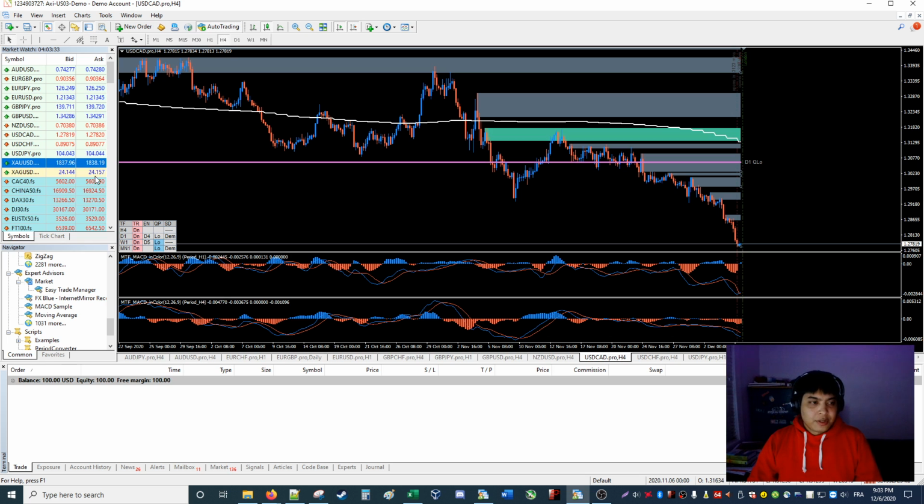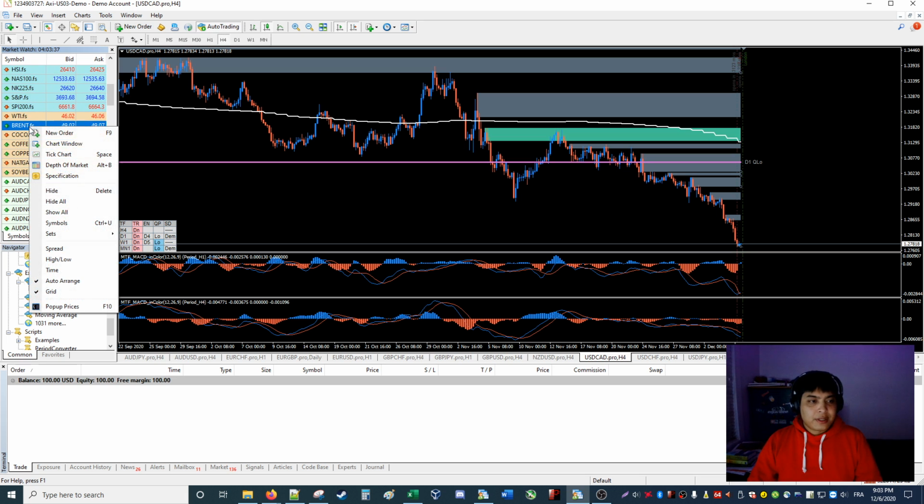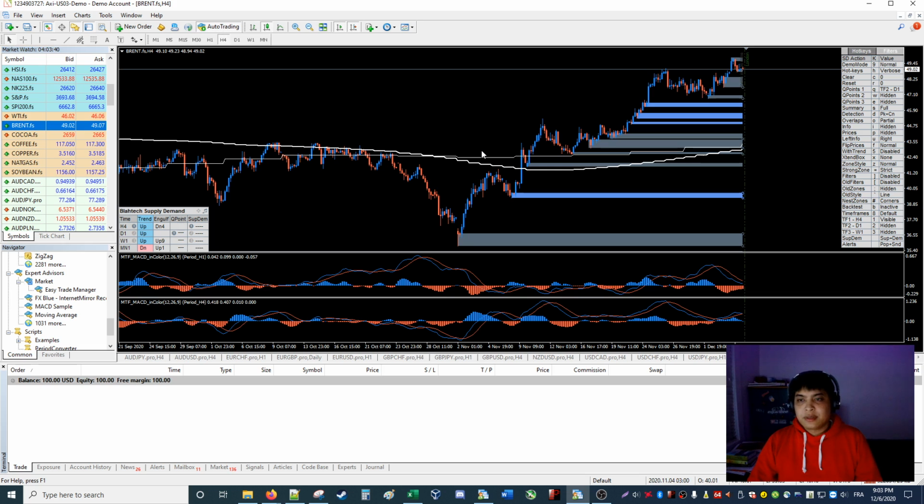USD CAD. It's not doing too good for the USD. CAD is looking great. Let's look at the oil. Is oil looking great as well? It's looking pretty good. However, oil could be about to stop.